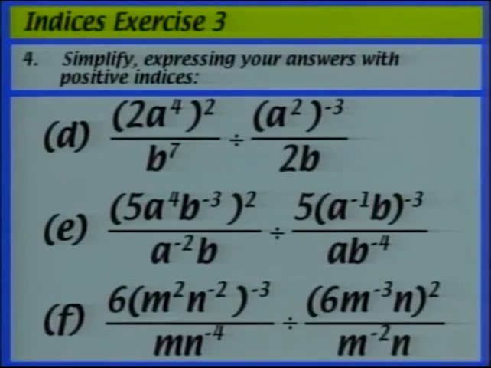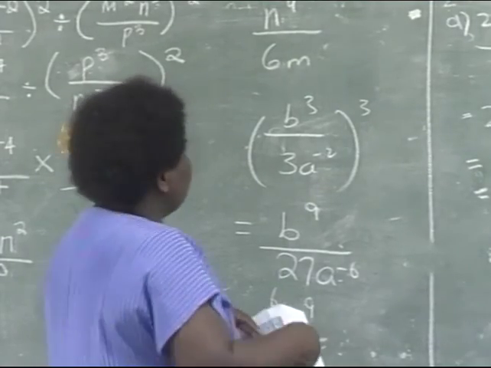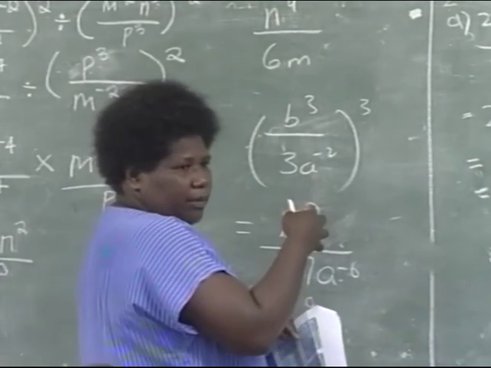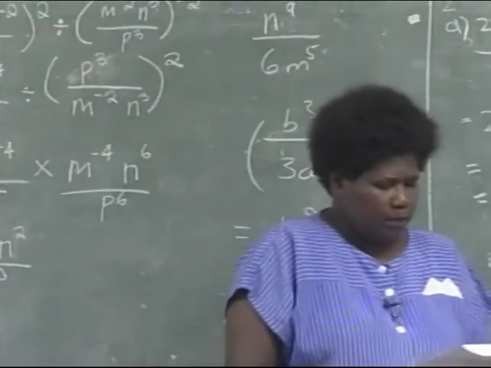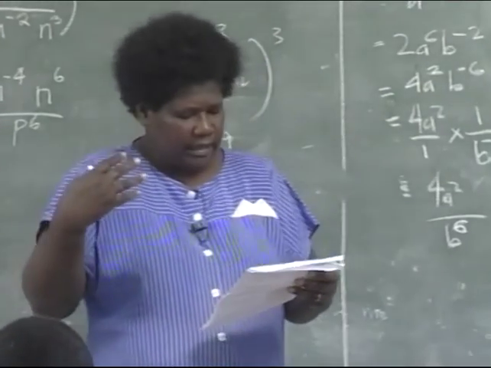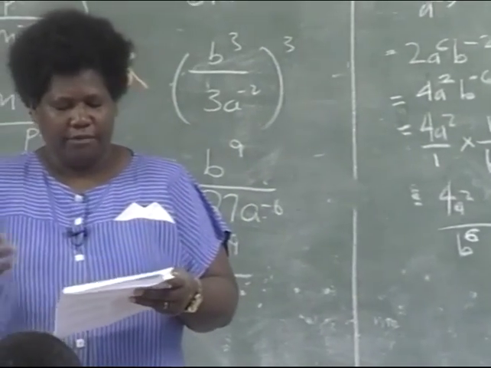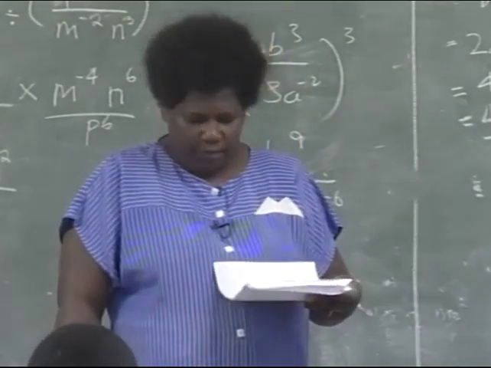Tau. N to the power of 9 over 6m to the power of 5. Make sure you speak loud. Correct? Okay. Letters A, B, C, D, E, F. Is there any answer that we've given that you disagree with? F.